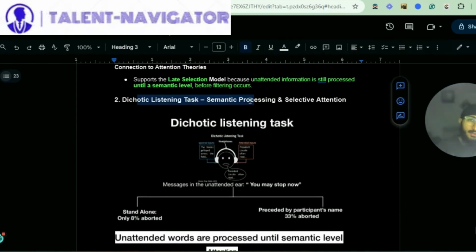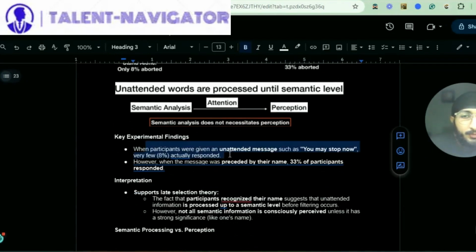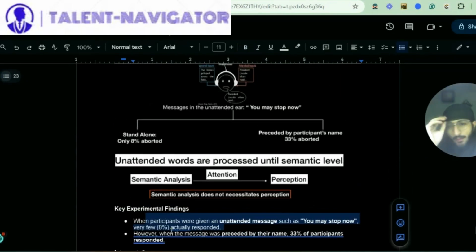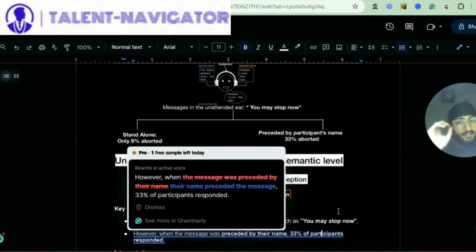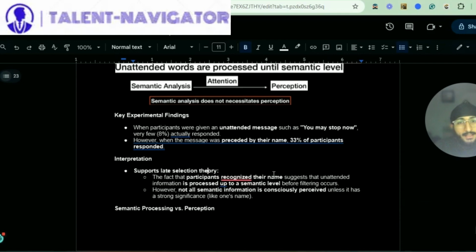Now, dichotic listening tasks, semantic processing and selective attention. Right, so now what happened is, when participants were given an unattended message such as "you may stop now," very few, 8%, actually responded. However, when the message was preceded by their name, 33% of participants responded. So, interpretation: unattended words are processed until semantic level, right? And this supports late selection theory. The fact that participants recognize their name suggests that unattended information is processed up to a semantic level before filtering occurs. However, not all semantic information is consciously perceived unless it has a strong significance like one's name.